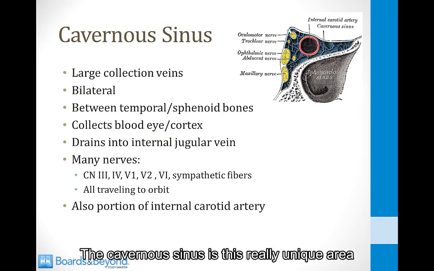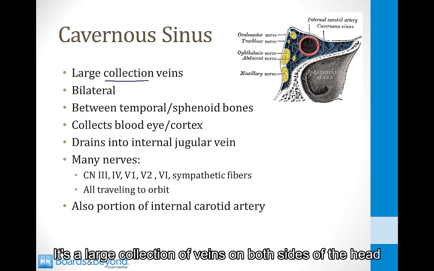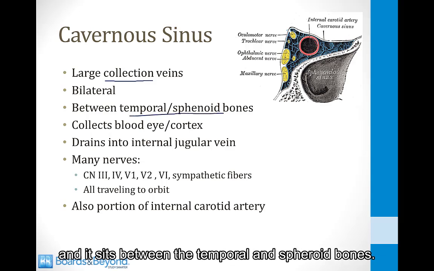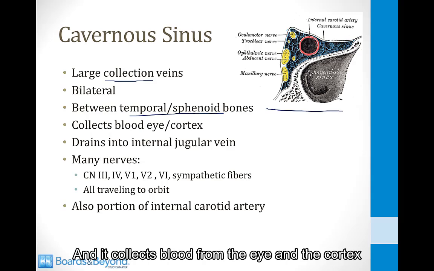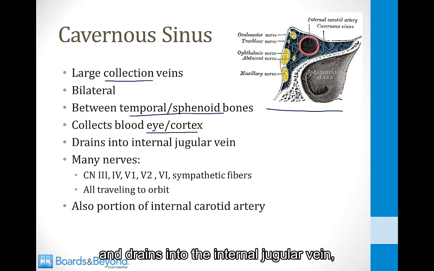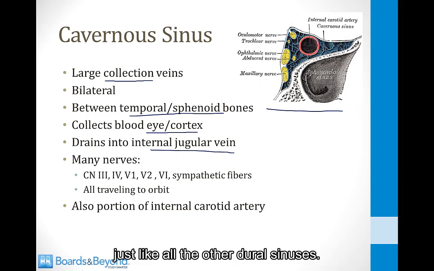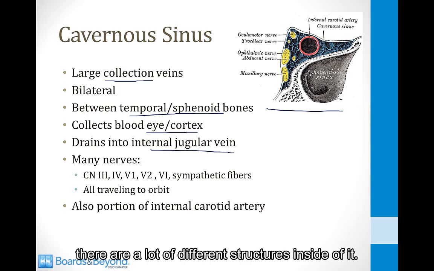The cavernous sinus is this really unique area of the skull and brain. It's a large collection of veins on both sides of the head, and it sits between the temporal and sphenoid bones. This is a picture of it up here in the right corner. And it collects blood from the eye and the cortex and drains into the internal jugular vein, just like all the other dural sinuses.